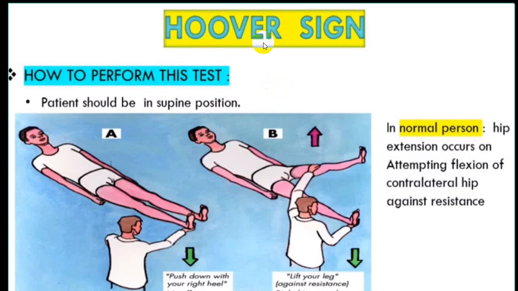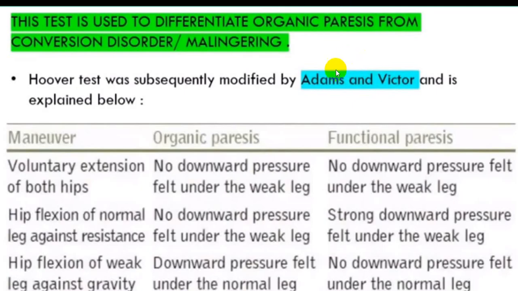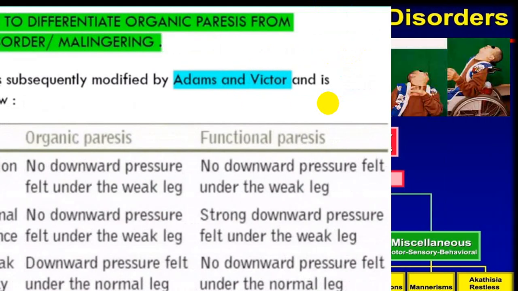There is one test called Hoover's sign, and this is to differentiate between organic and functional. If there is a true paralysis, you will be able to demonstrate Hoover's sign, while in case of a functional, or what we call malingering or hysterical, Hoover's sign will be negative. I've uploaded one video on this particular sign. You can go through it at leisure time.